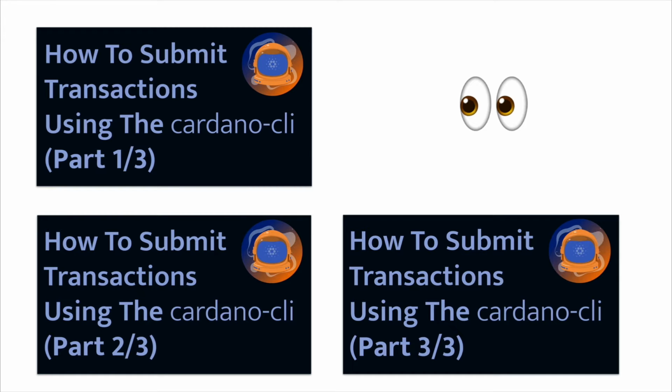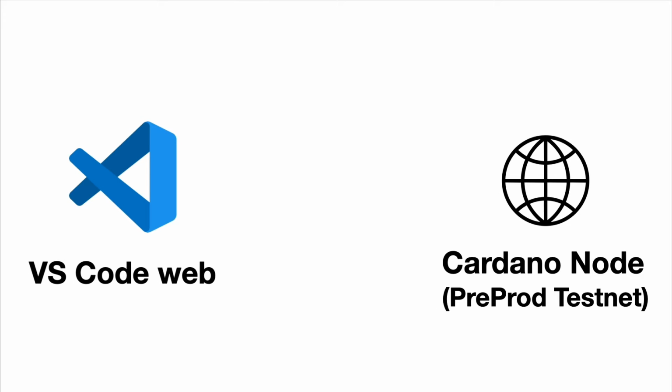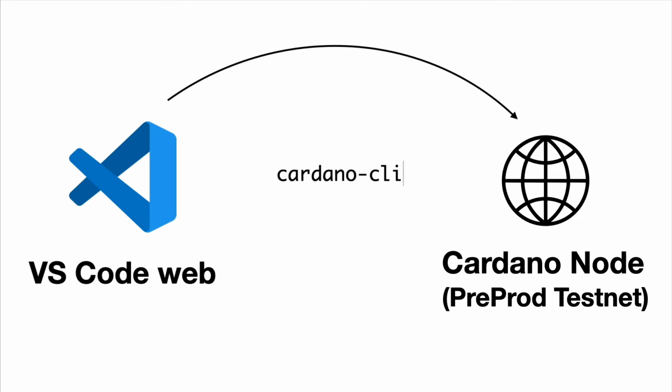So let's get to it. Demeter.run is a platform that helps developers like you and I build on Cardano. It does so by providing a number of managed services and cloud-based development environments. In this video, we'll be using an example from both. We'll be spinning up a Cardano node for the PreProd Testnet as well as a web-based instance of VS Code. This instance will have access to the Cardano node and to the Cardano CLI command line tool.